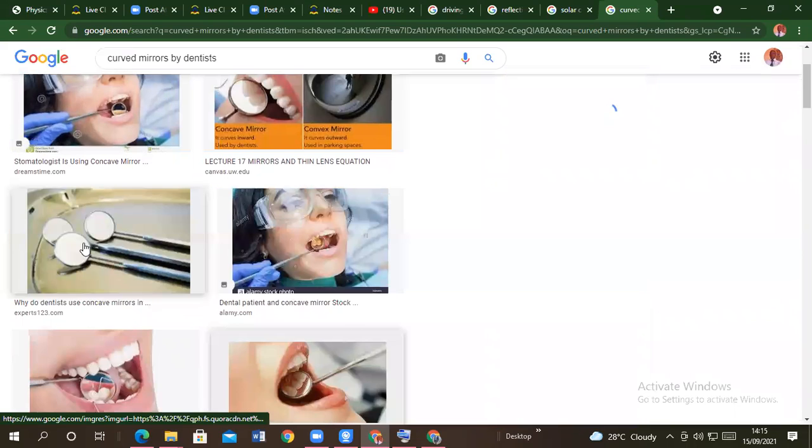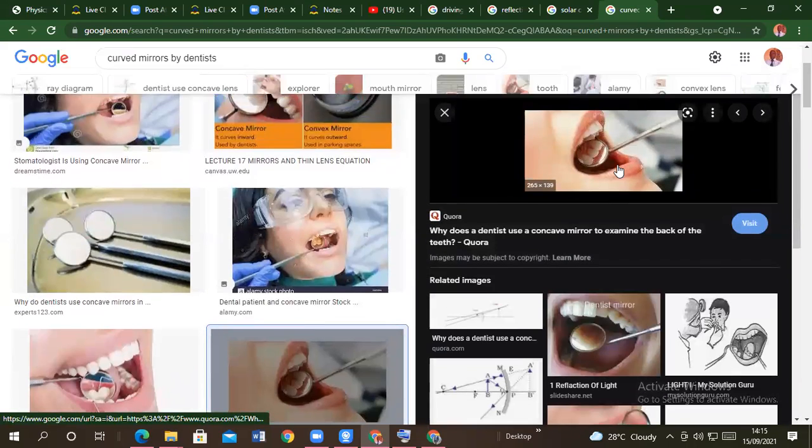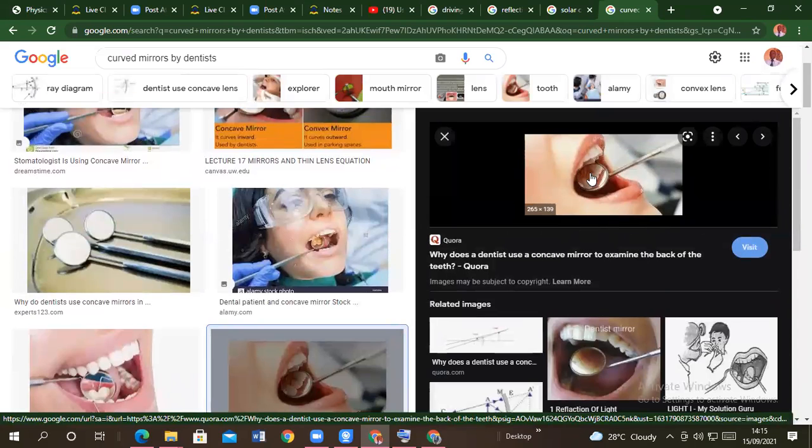So these are the curved mirrors. You can see this is a curved mirror, and you can see that now the tooth is magnified. Here it is magnified, so the person is able to observe or examine the tooth. So how are curved mirrors, or concave mirrors, used to examine a tooth or any tooth decay problem?